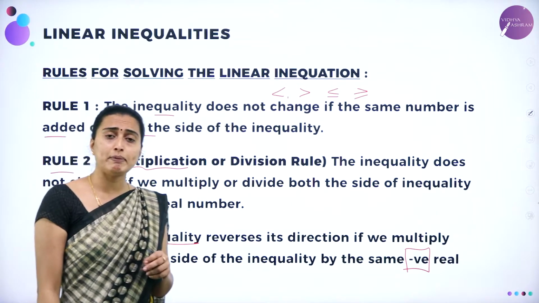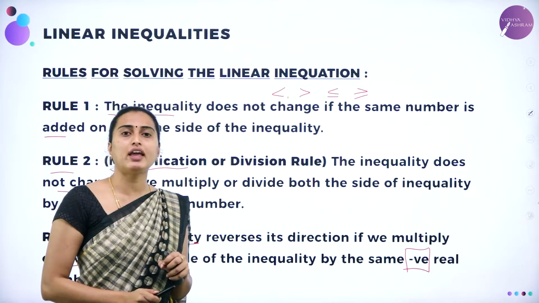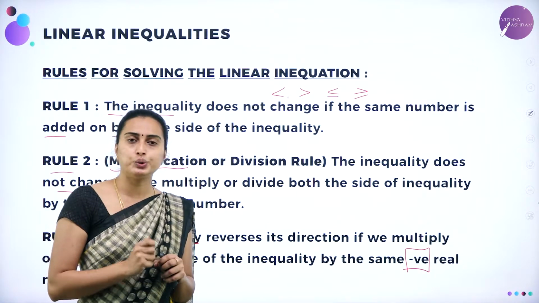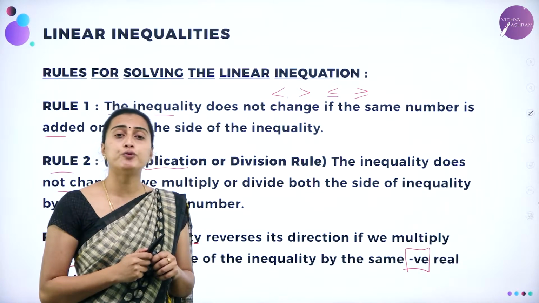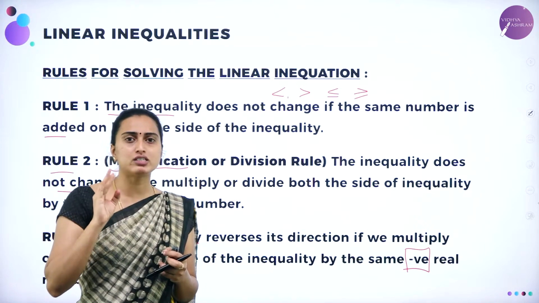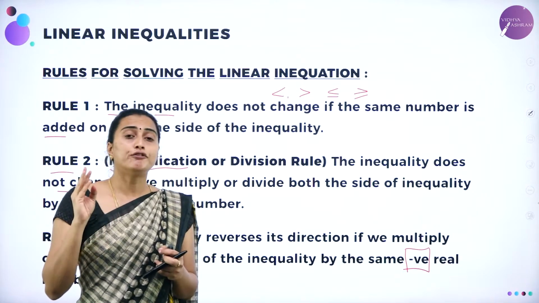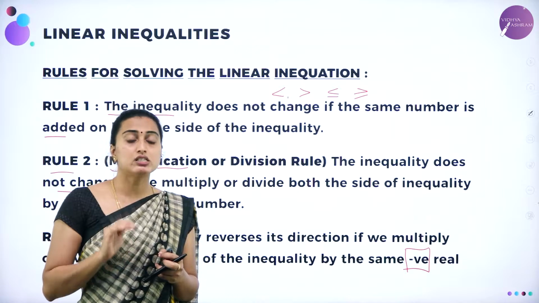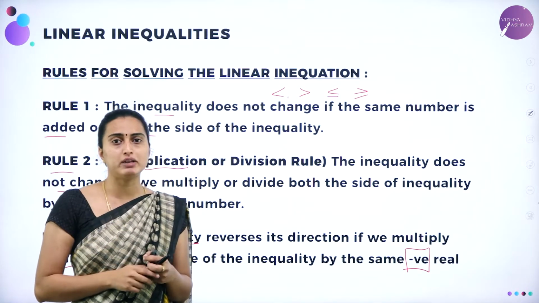Suppose you multiply both sides by -2, then lesser than will become greater than, lesser than or equal to will change to greater than or equal to, and greater than or equal to will change to lesser than or equal to, if you multiply or divide by any negative real number. So if you add or subtract the same number on both sides of the inequality, it does not change. If you multiply or divide by a positive real number, the inequality does not change. If you multiply or divide by a negative real number, the inequality will change automatically.